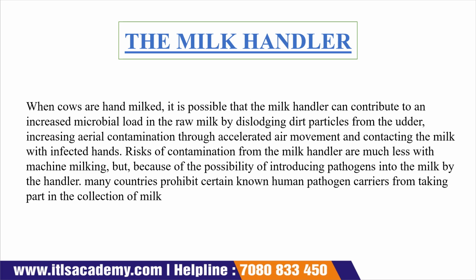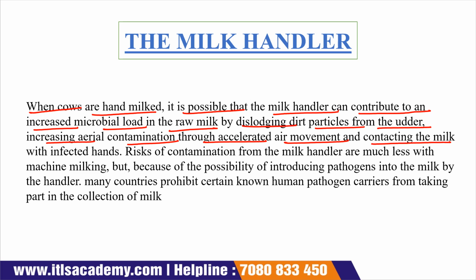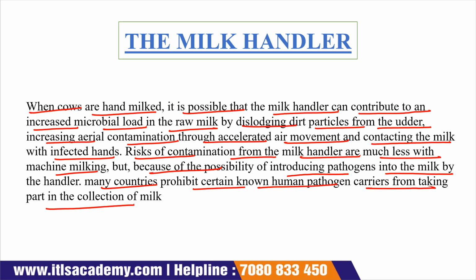Now see what is written in the slide. When cows are hand milked, it is possible that the milk handler can contribute to an increased microbial load in raw milk by dislodging dirt particles from the udder, increasing aerial contamination through accelerated air movement, and contacting the milk with infected hands. Risk of contamination of milk from the milk handler is much less with machine milking, but because of the possibility of introducing pathogens into milk by the handlers, many countries prohibit certain human pathogen carriers from taking part in the collection of the milk.